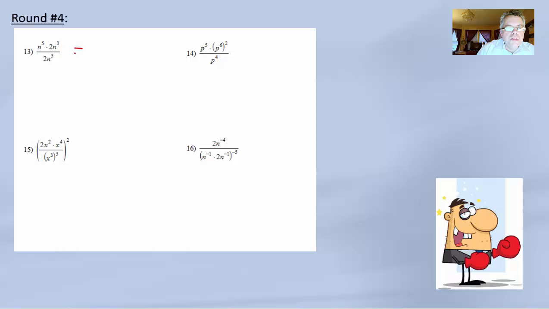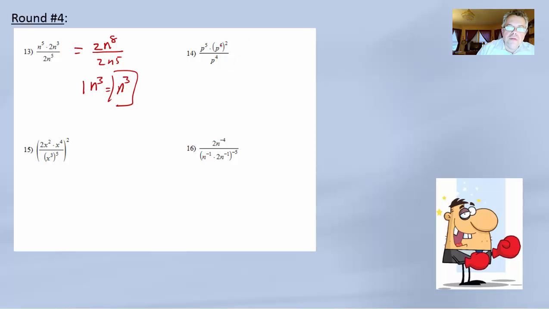So on this, we have a 2. n cubed times n to the 5 is n to the 8th. Then near the bottom, we have 2 n to the 5. 2 divided by 2 is 1. n to the 8th divided by n to the 5 is n to the 3rd. That whole mess is equal just to n cubed.